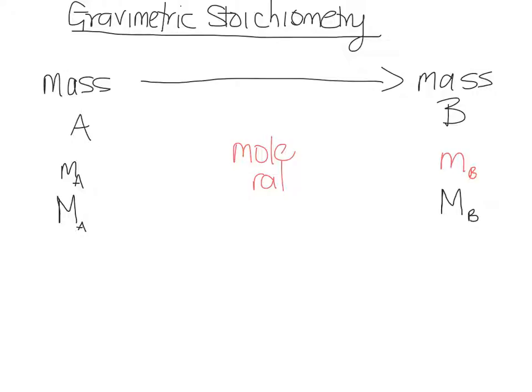So this is your ratio of your B to your A in your balanced chemical equation. So we have to be able to calculate moles. You have to calculate moles of A because your mole ratio only works on moles. So you calculate your moles of A, use your mole ratio to change it to moles of B, then use that to change it to your mass of B.